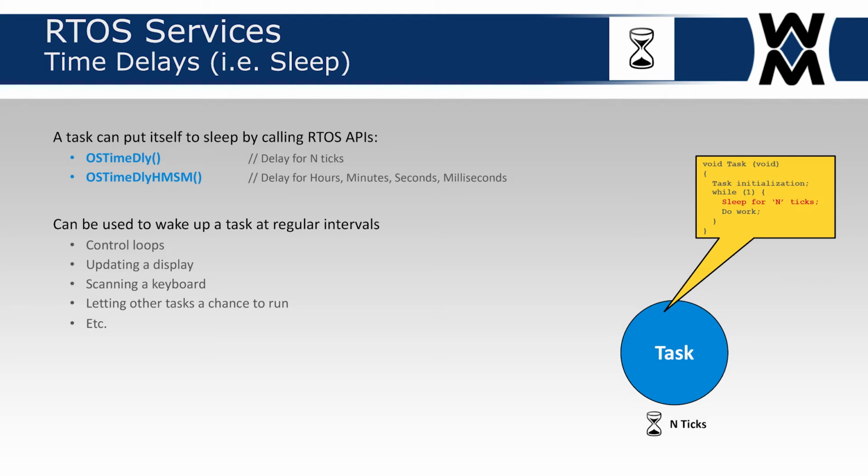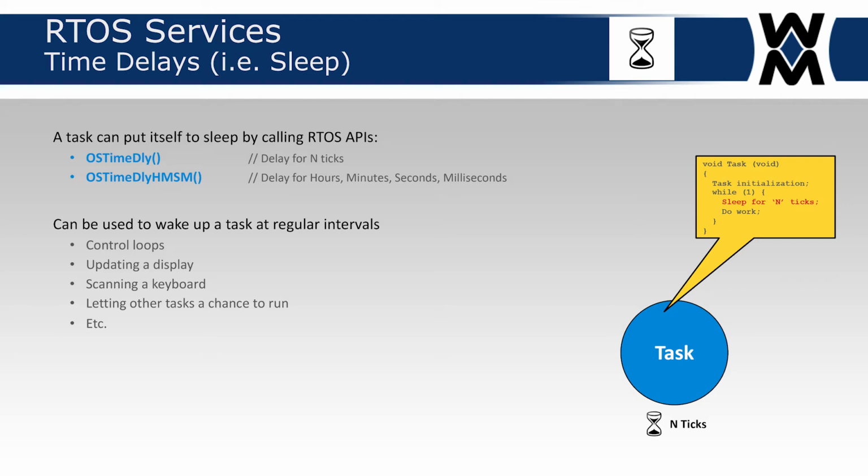So 5 milliseconds of time expires, that task will now become eligible to run again. And the RTOS will decide if that's the most important task. When it wakes up in 5 milliseconds, if it's the most important task, it will get the CPU. So it could be used to actually schedule regular tasks that are running at regular intervals. So control loop, updating a display, scanning a keyboard, letting other tasks a chance to run, and so on.